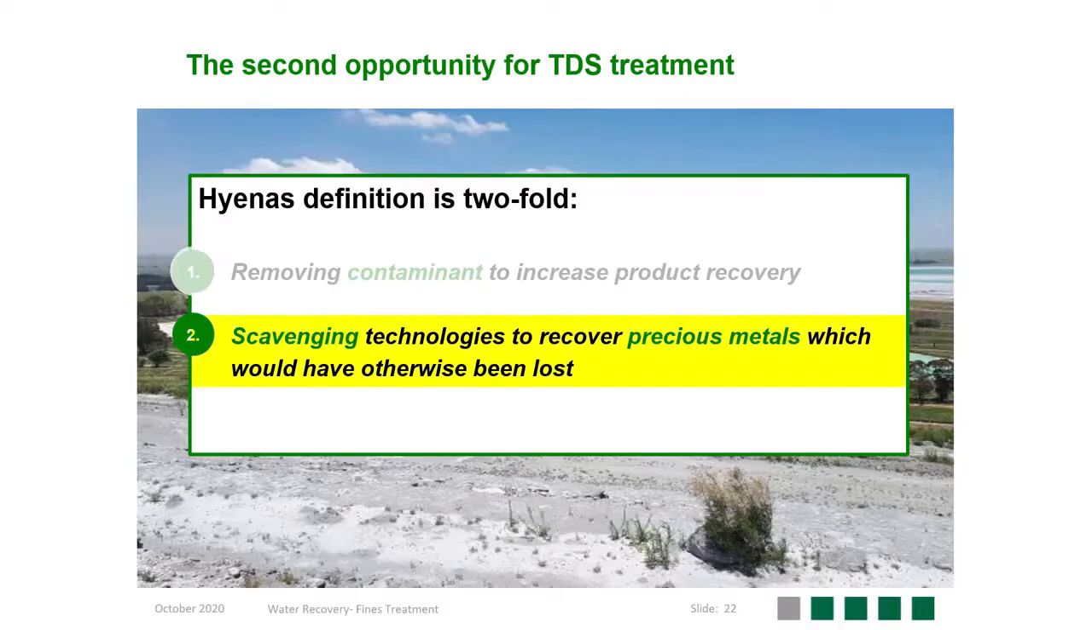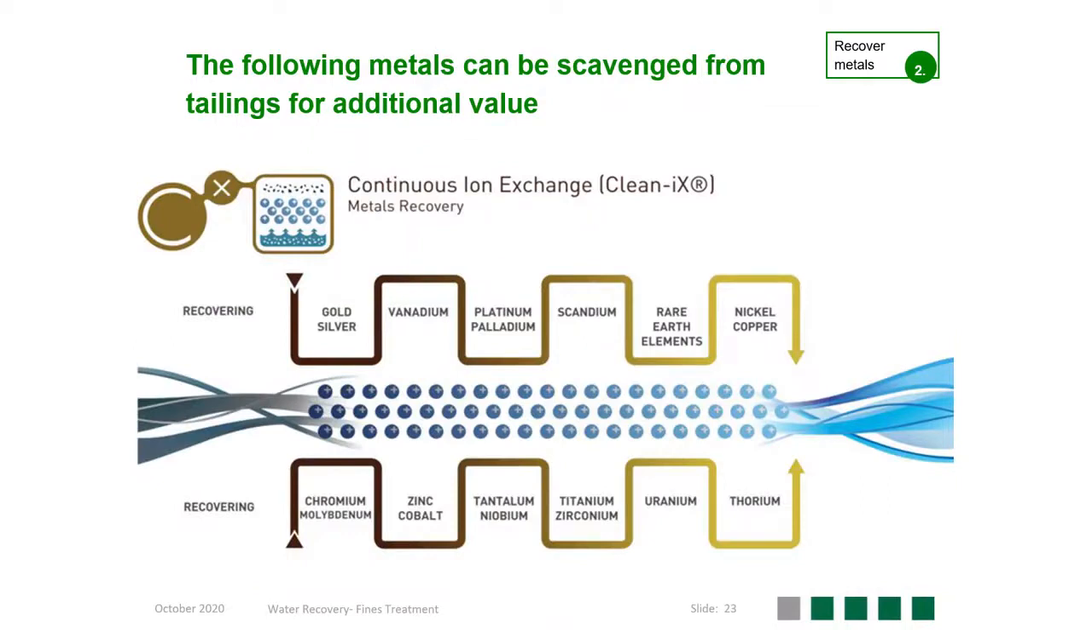Moving on to the second definition of the hyena topic, we will now look at scavenging technologies to recover precious metals. And by utilizing our continuous countercurrent ion exchange system, you can see that we can recover all of these valuable precious metals, residual precious metals which would have otherwise been lost to the environment.